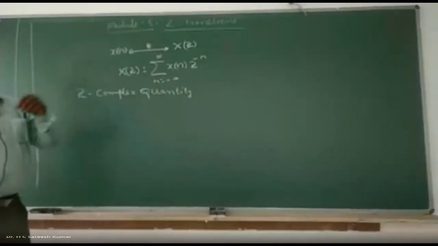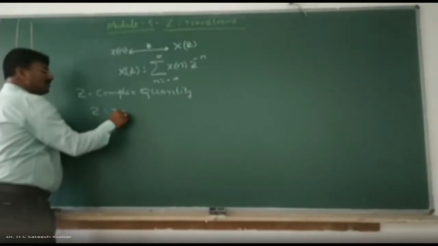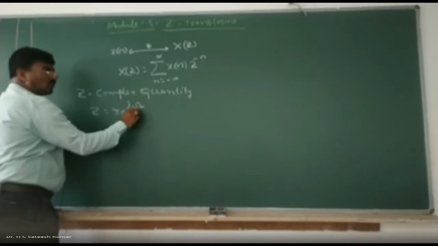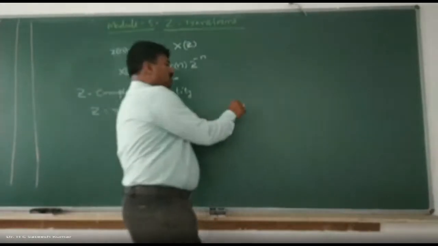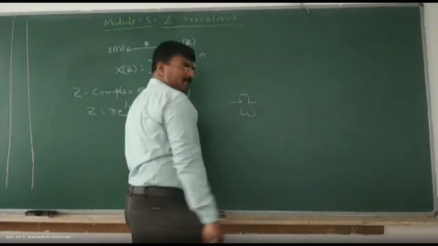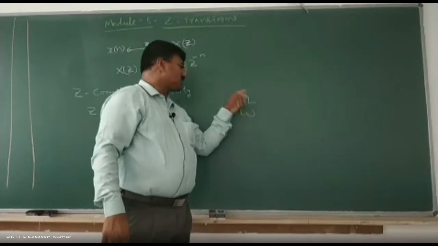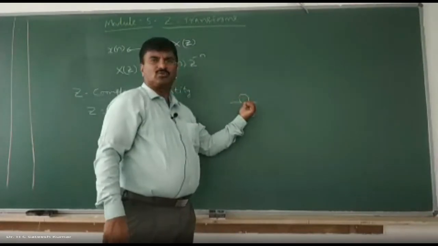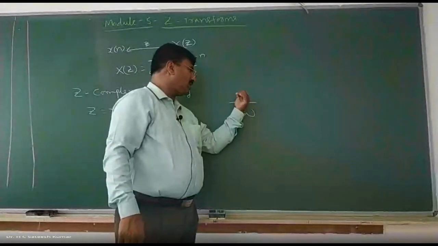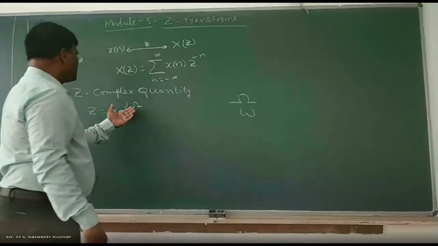Z is a complex quantity and is given by Z is equal to R into e to the power of j capital omega. It's not ohm. This is the Greek alphabet, capital omega. This is small omega. Ohm is used to represent resistance, and it is represented using a different symbol. But this is the Greek alphabet, capital omega. This is small omega. For discrete, we can use this one also.